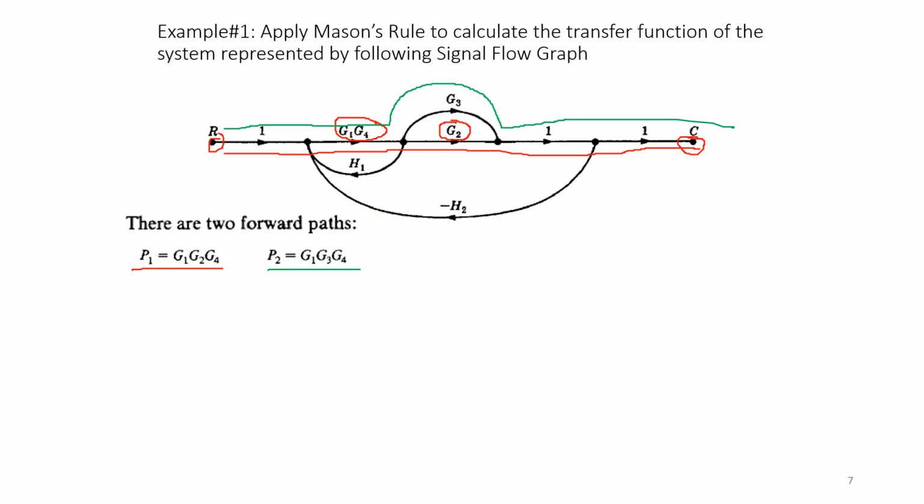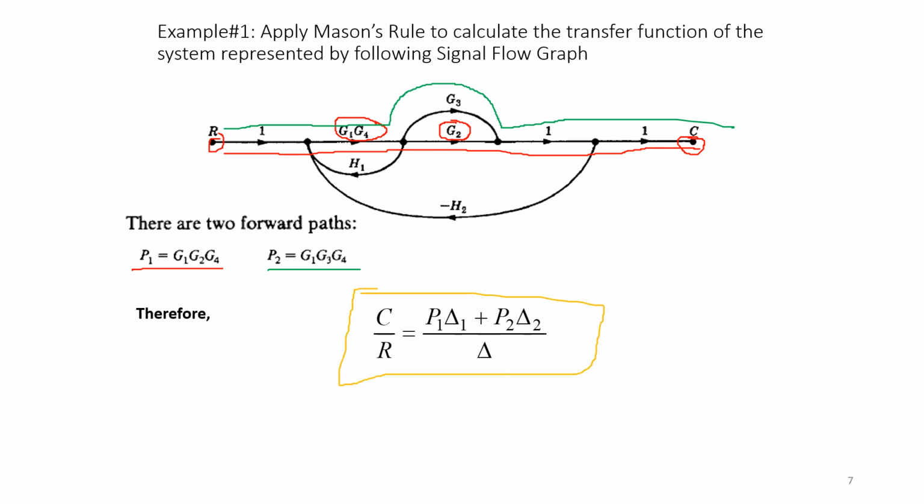Now after finding the forward paths, the next step is to find the number of loops. A loop is nothing but: you start from one node and you end at the same node. This is the general Mason's gain formula which I am using: C by R is equal to P1 delta 1 plus P2 delta 2 by delta. Because I have two forward paths, you need two forward determinants, delta 1 and delta 2, and a general determinant delta you need to find out.